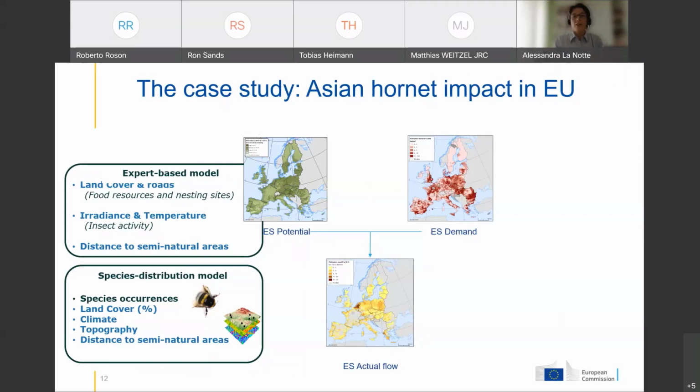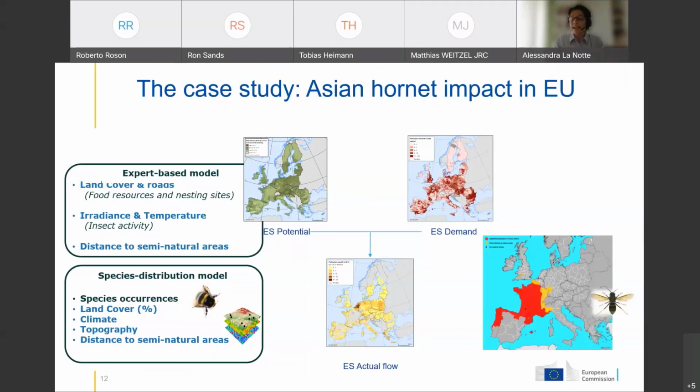Because we have the case of the Asian hornet impact in Europe, what we are looking at is basically the presence of this invasive alien species in the regions that are mostly affected. In fact, this invasive alien species was imported in a cargo from China, and it started spreading from France.